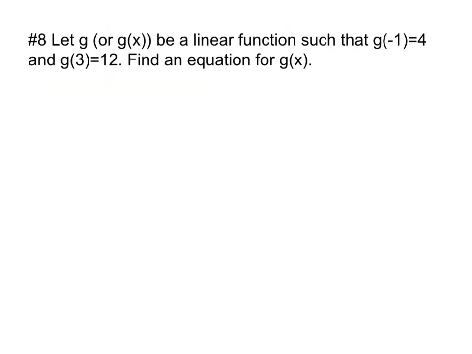Okay, last example. Here it is. Let g, or g of x, be a linear function such that g of negative 1 is 4 and g of 3 is 12. Find an equation for g of x. What this means is when you plug in negative 1 to some function, you get 4, and when you plug in 3, you get 12. Those are x's and y's. They're ordered pairs that satisfy this g of x, whatever it is.